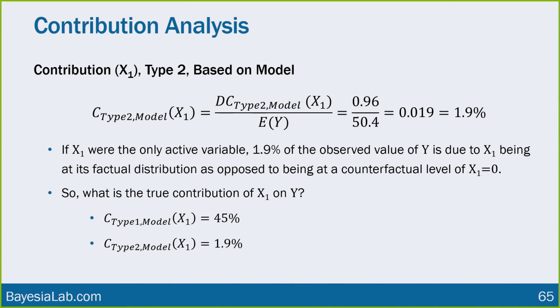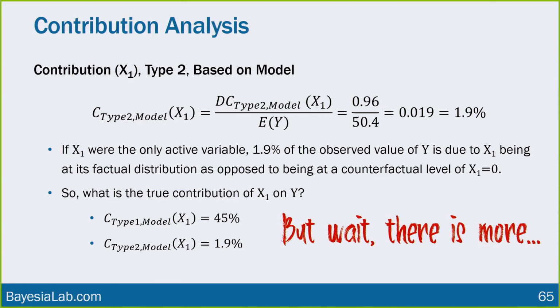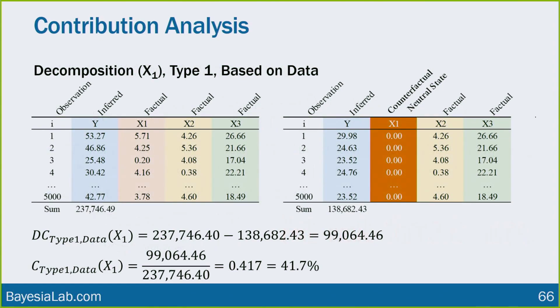So this is the difference between type 1 and type 2 contribution. These numerical values may seem different to you, like 45% versus 1.9%. So what is the actual contribution here? There are more angles, and you'll see how we try to be very careful and systematic about capturing all possible angles as to how this contribution can be calculated, to really get to a solid estimate that makes sense from all perspectives.